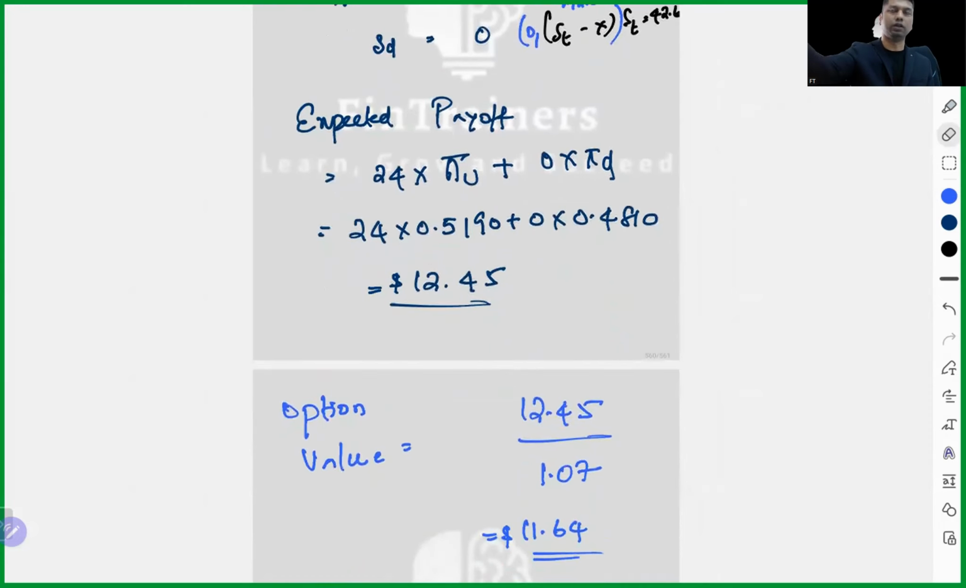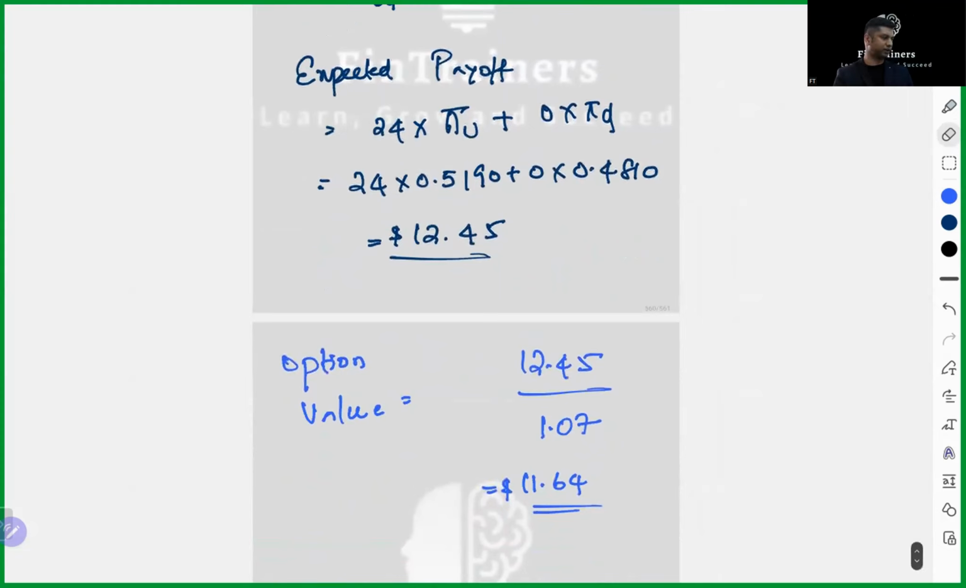This is in the future, so you're buying the option today. I need to discount it by the risk-free rate. Risk-free rate I had given as 7%. So the option value will be 11.64. So that is the binomial option pricing model.